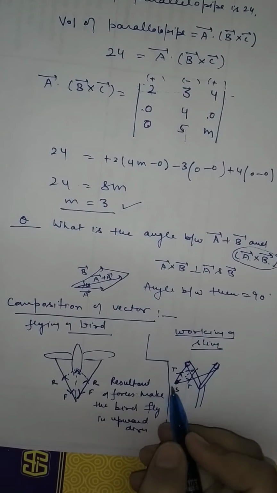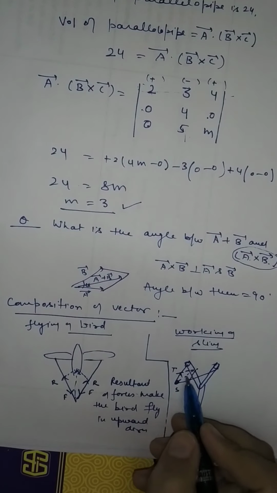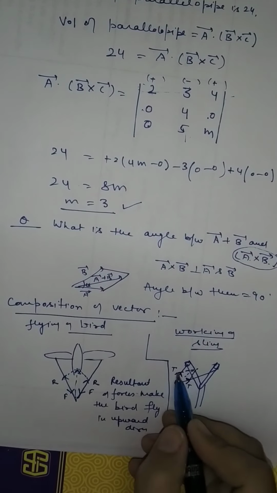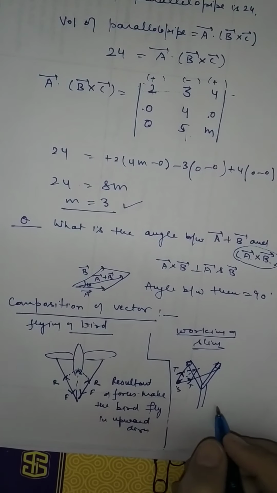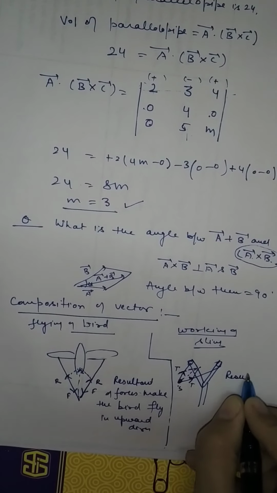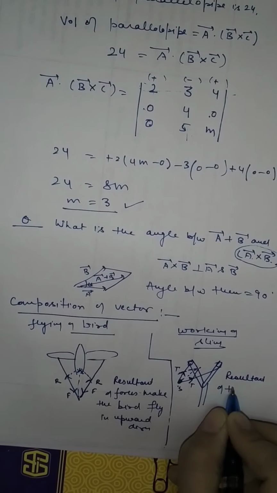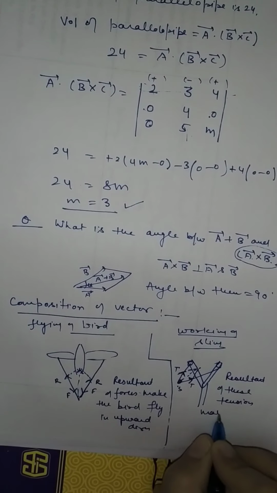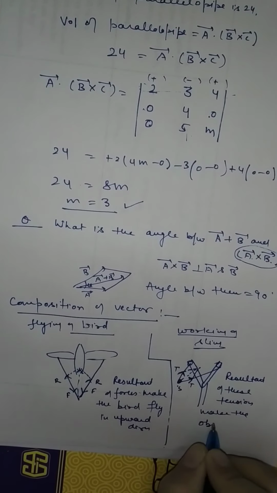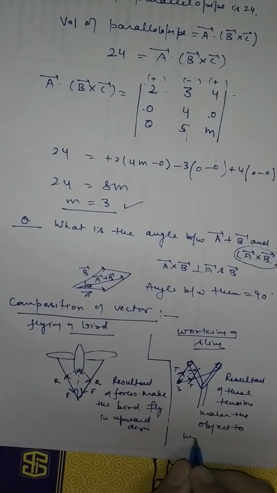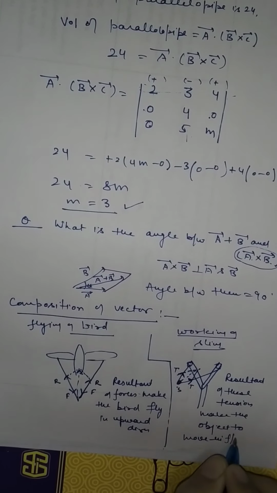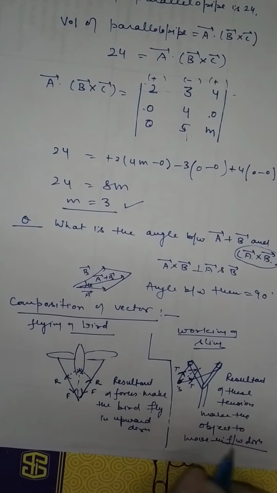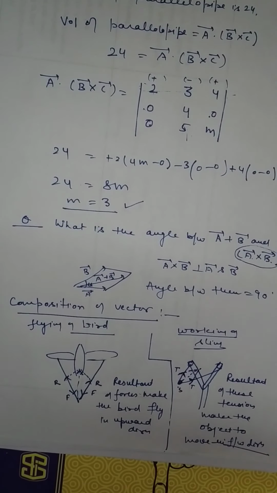Look, as soon as you stretch the string, what happened by stretching the string? A tension is created inside the string toward the fixed end, and the resultant of this tension, resultant of these tensions, makes the object move in forward direction, right. So this is the example of composition of factors. Okay, thank you. So revise this dot and cross product.